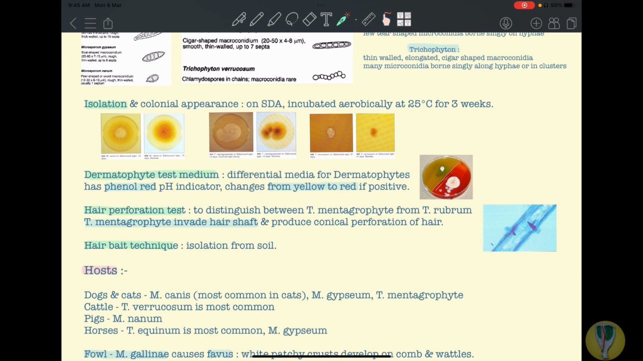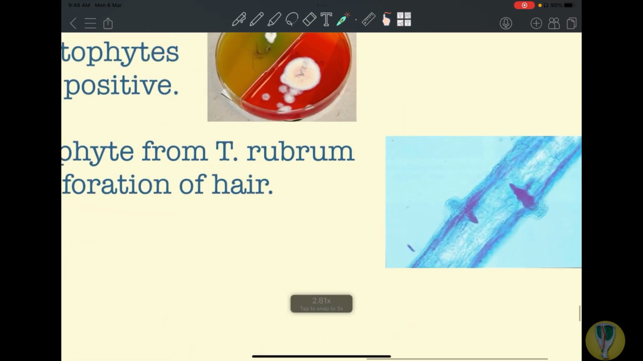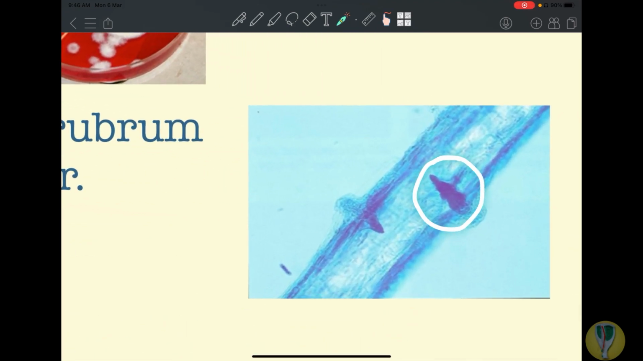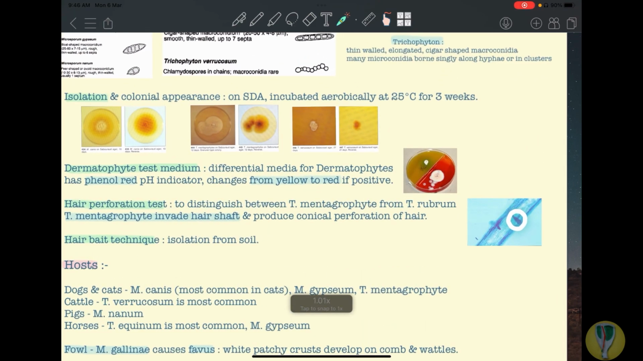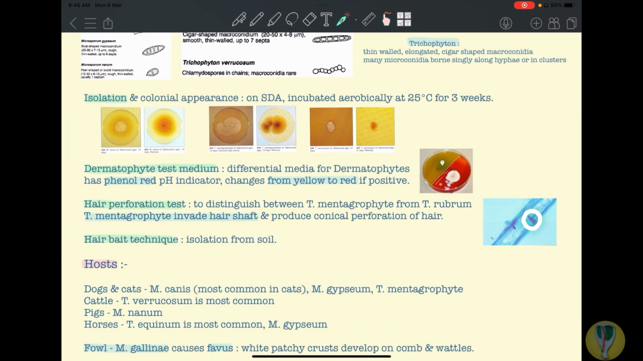Then, apart from SDA, if you want to have a differential media, then you can use dermatophyte test medium. Dermatophyte test medium is the differential media for dermatophytes, which contains phenol red indicator. Okay, and if there is growth of dermatophyte on the medium, then it will change its color from yellow, which is the original color, to red. Then we have hair perforation test. So T. mentagrophyte will invade the hair shaft and it will produce conical perforations of the hair. So these are the conical perforations of T. mentagrophyte, and on the basis of hair perforation test, we can differentiate the dermatophytes into ectothrix and endothrix.